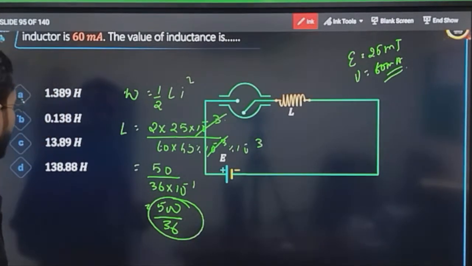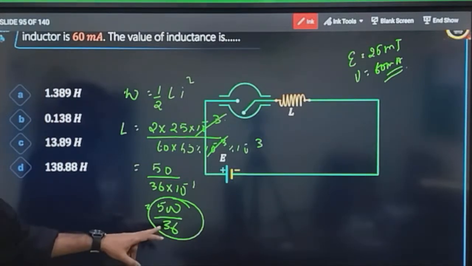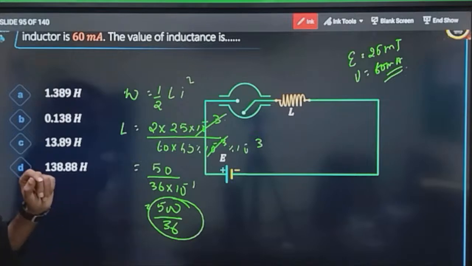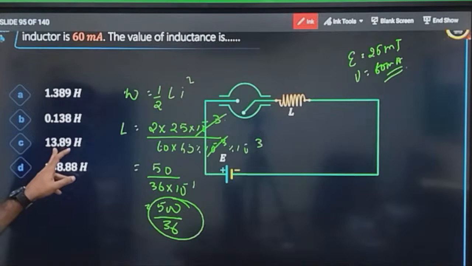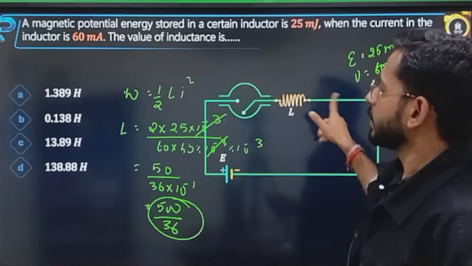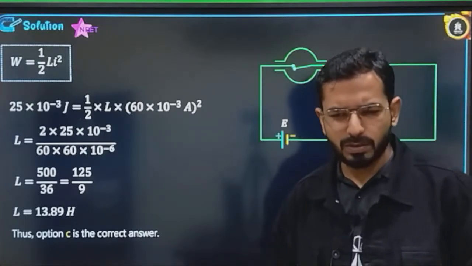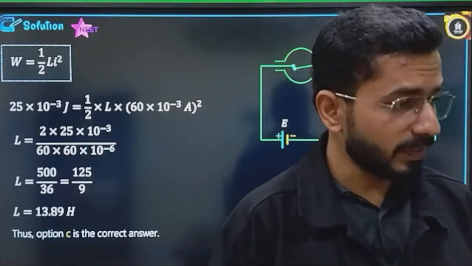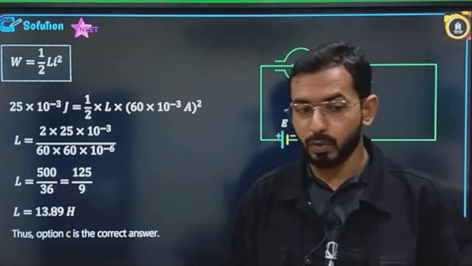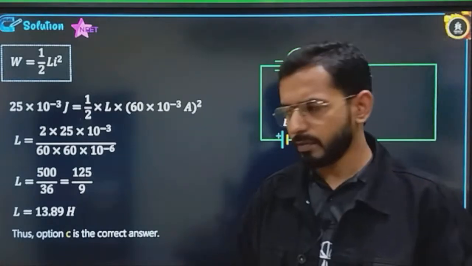500 by 36, what should be the rough answer? Because in the exam we are not going to calculate the exact answer, so can you roughly estimate it? 10 times 36 is going to give you 360. That means I can judge approximately it will be 13.89 Henry. Let's check the answer. It should be nearly 13.89, exactly what we have estimated. So a lot of times there is no need for complete calculation. Specifically in the competitive exams, you don't have to prove to anyone that you know the complete calculation. You just have to estimate which answer is coming roughly around.